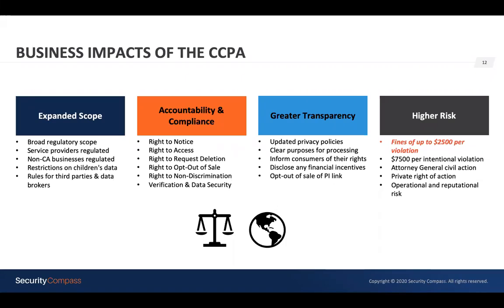Accountability and compliance. CCPA requires stronger accountability for businesses by placing greater control of personal information in the hands of consumers. Businesses are obliged to fulfill consumer privacy requests and protect their data. The CCPA also requires greater transparency into a company's privacy practices, including providing clear privacy policies, purposes for processing, and informing consumers of their rights and allowing users to easily opt out of sale. There's also higher risk associated with implementing CCPA. There are increased financial, operational, reputational, and legal risks for businesses that don't comply. Fines can be up to $2,500 per violation, and consumers can pursue the right to private action.